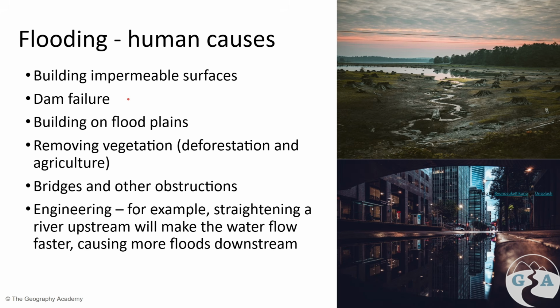Hydroelectric dam failure, for example. Dams are used to control water sources and also to control flows. They're also a control to reduce flooding. However, dams have been known to fail, and when they do, the floods are pretty catastrophic.